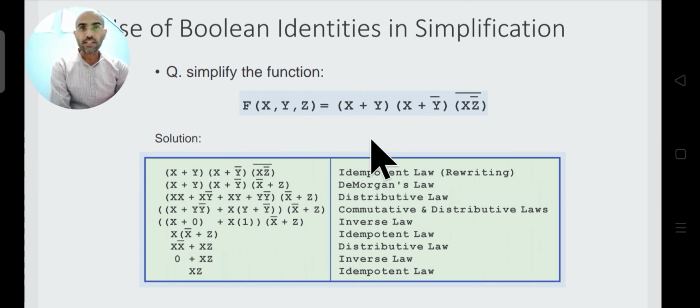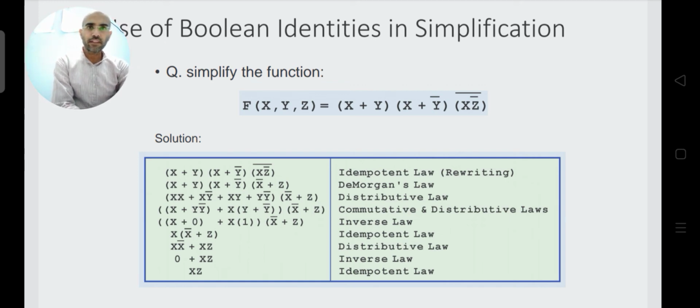So whatever identities we have learned so far, let's use those identities to simplify the given expression. This is a 3 variable expression. There are 3 variables x, y and z, and the expression given is x plus y plus x plus y bar dot x dot z bar, and over the whole bar.